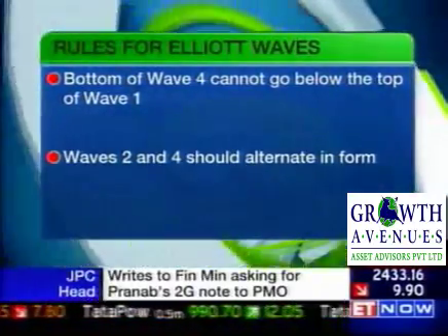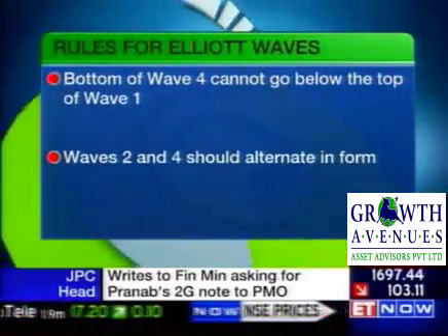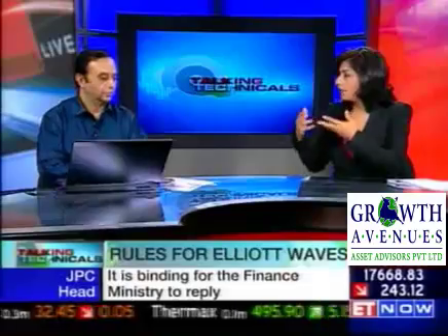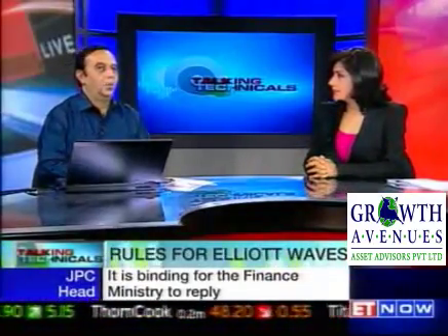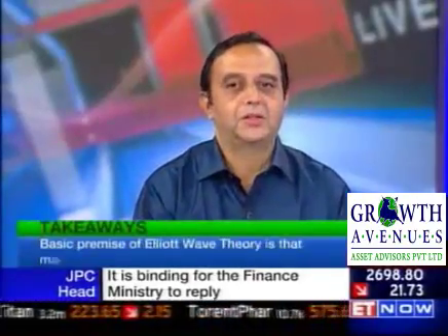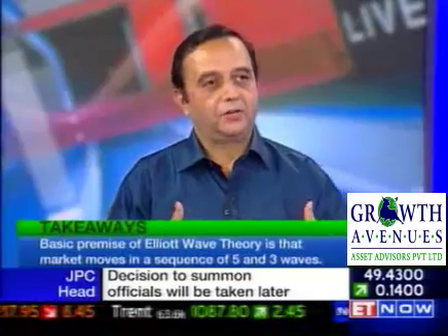And finally, waves 2 and 4 should always alternate in form. Basically, they need to be in opposite directions. Are there some percentage rules, as in wave 2 should be a little bigger than wave 1? How do you analyze it? See, once you, like I said, once you have accepted the basic premise that has been stated by Elliott, saying that the market moves thus, right? Everything else which follows is logic.